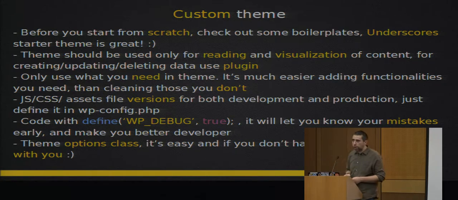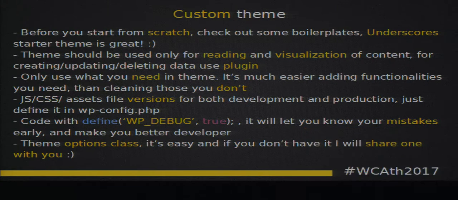If you're choosing a custom theme for your project, there are some things you may consider before writing it from scratch. You're probably so eager, like, yeah, I'm writing a custom theme. But before that, check some boilerplates that follow best practices for writing themes. Underscores.me is super for that. It's managed by many people who make sure that the theme follows WordPress coding standards.